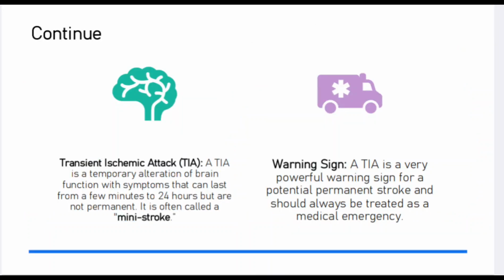Transient ischemic attack. A transient ischemic attack is a temporary alteration of brain function with symptoms that can last from a few minutes to 24 hours but are not permanent, and it is often called a mini stroke. And as a warning sign, it is a very powerful warning sign for a potential permanent stroke and should always be treated as a medical emergency.